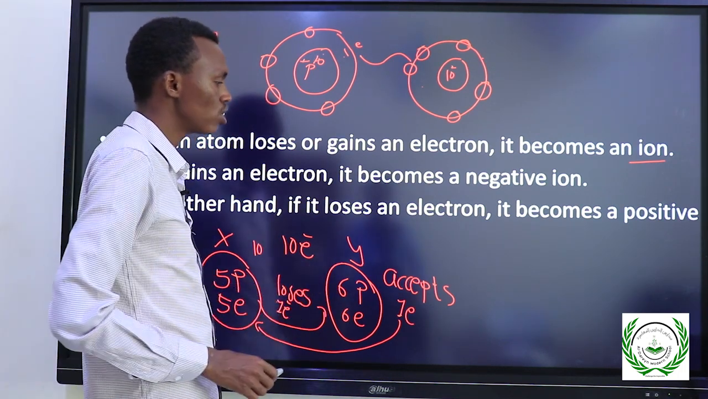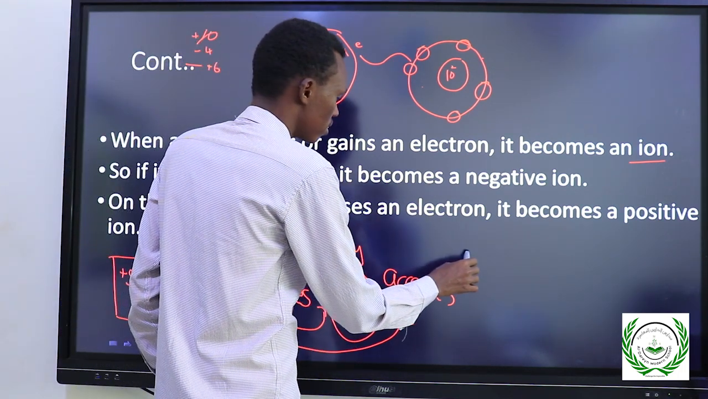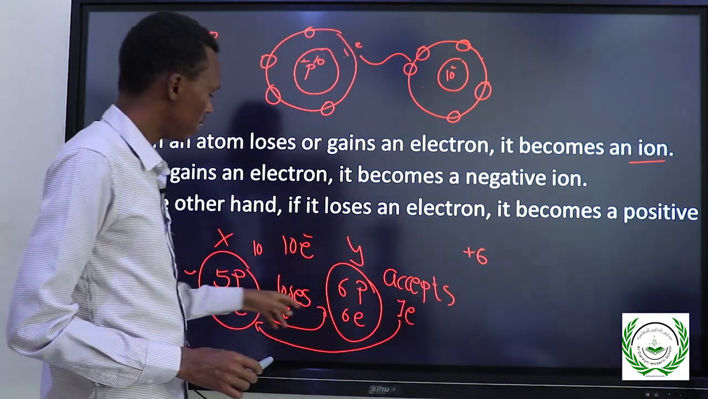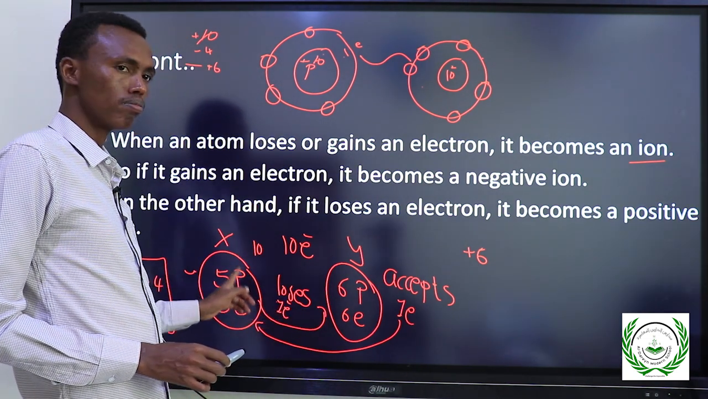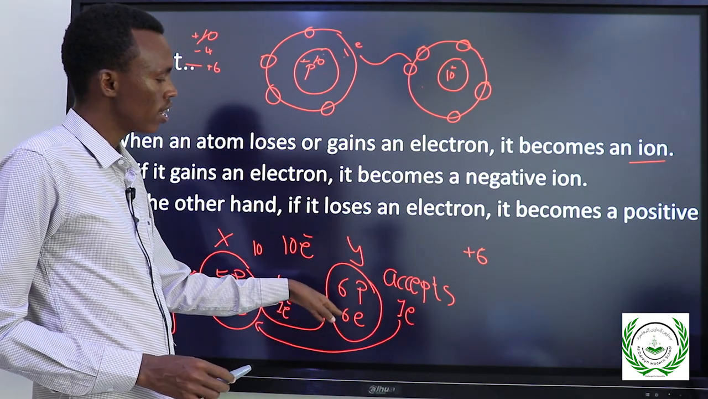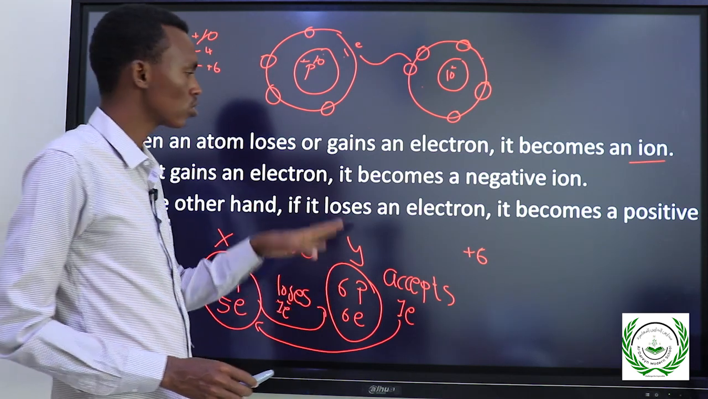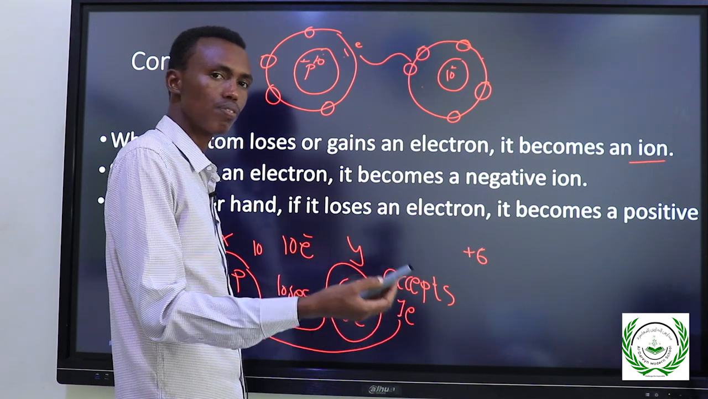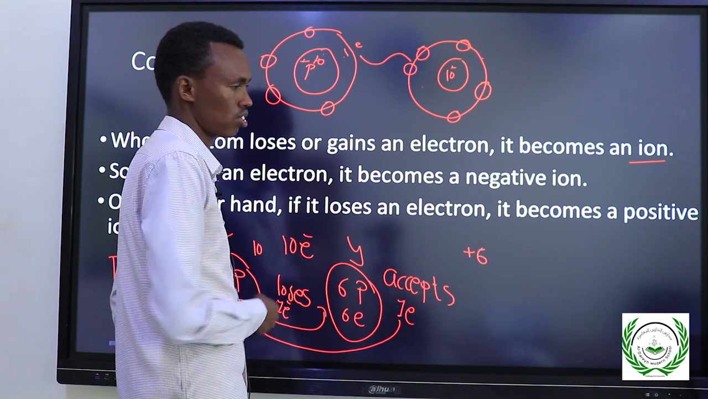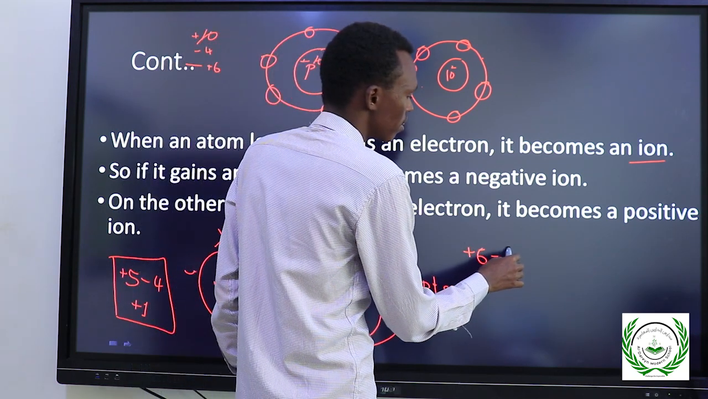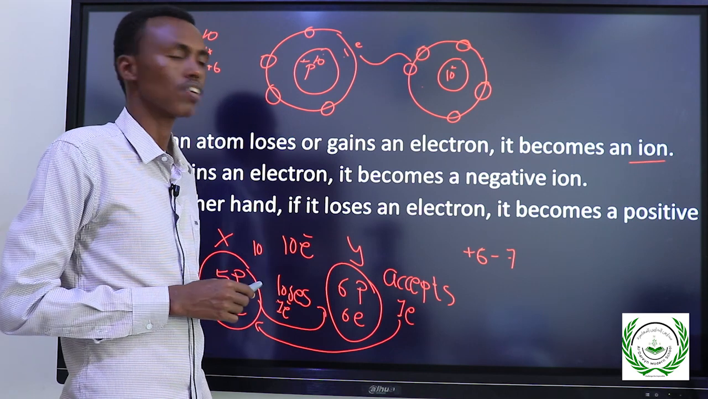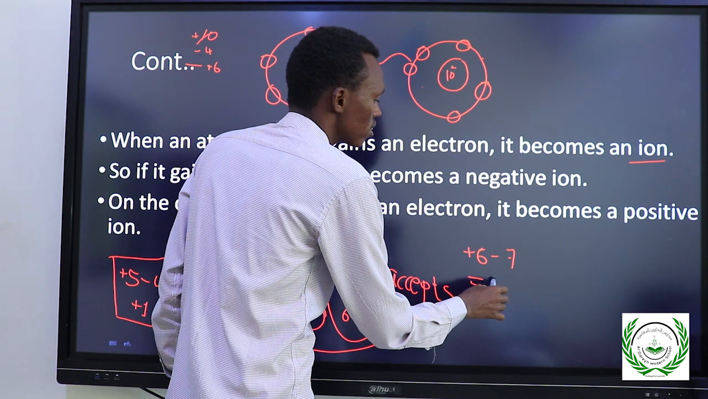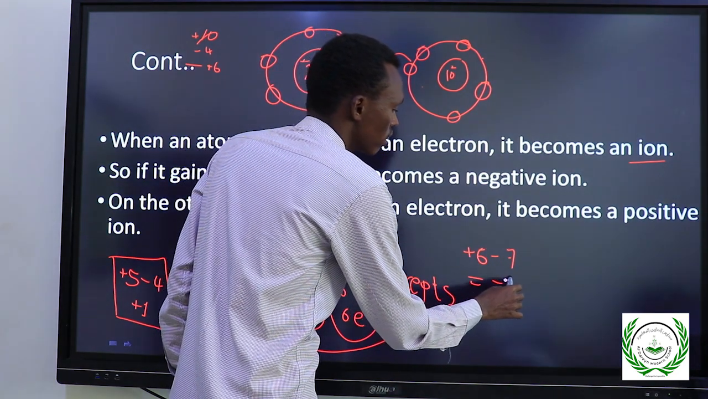Now let us calculate this one, for example. The number of protons is the same, 6. This one accepted 1 electron from X. In that scenario we say 6 plus 1, it's 7 electrons, so it now has 7 electrons since it accepted or received 1 electron from element X. So let's say -7. Then subtract 7 minus 6, and we have -1.